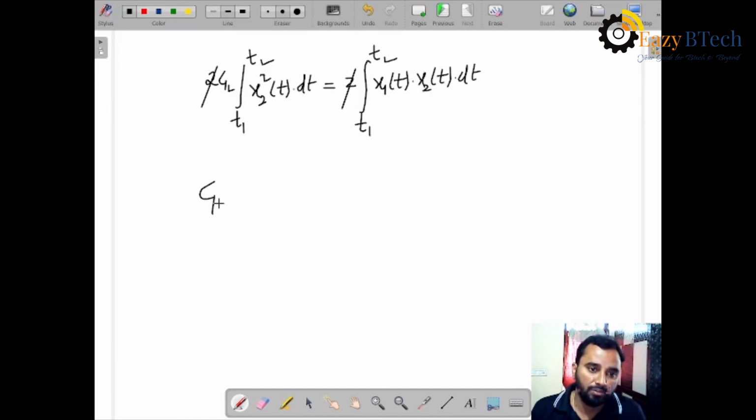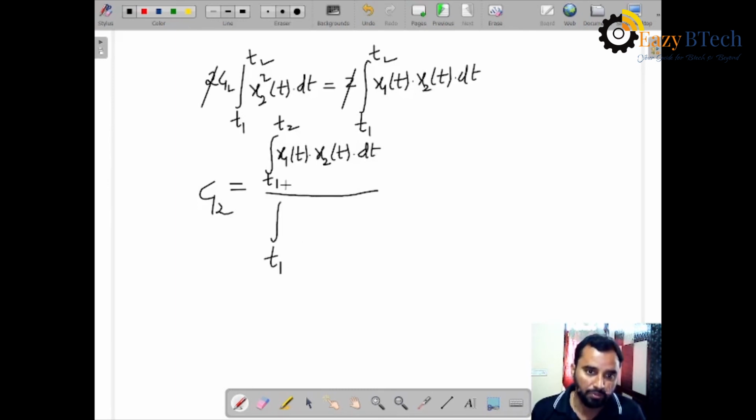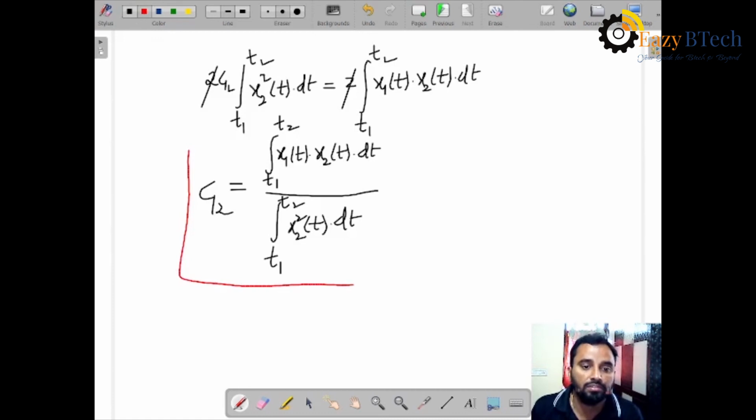Now we can write c12. What is the c12 formula? Integral t1 to t2 x1 of t into x2 of t dt divided by integral t1 to t2 x2 square of t dt. So this is the formula of C12. Very, very important for doing problems. This is the formula of C12.